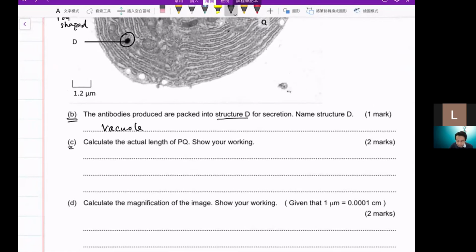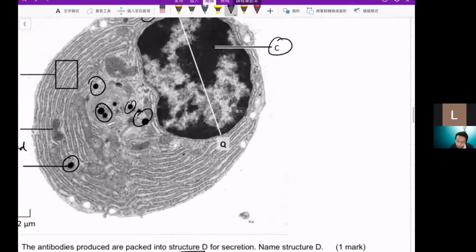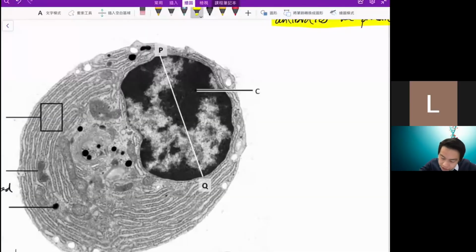Question C, calculate the actual length of PQ. Show your working. So to do this question, of course, you need a ruler. If you had a ruler, then measure the length of PQ on your test paper. You will find that the length of PQ is equal to 6.7 cm.